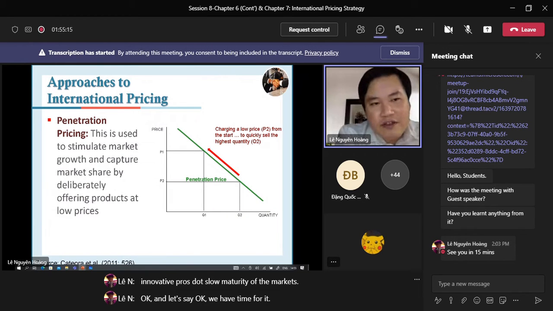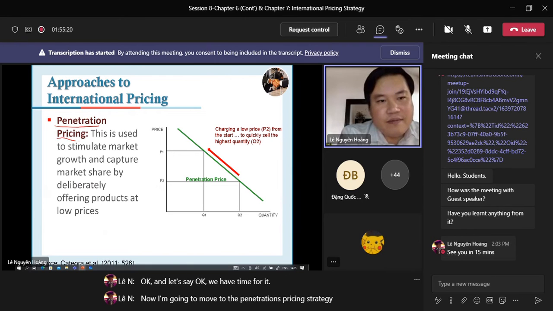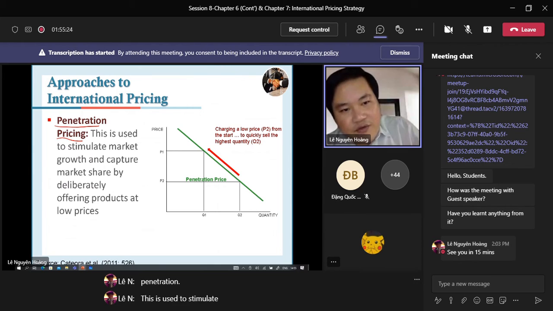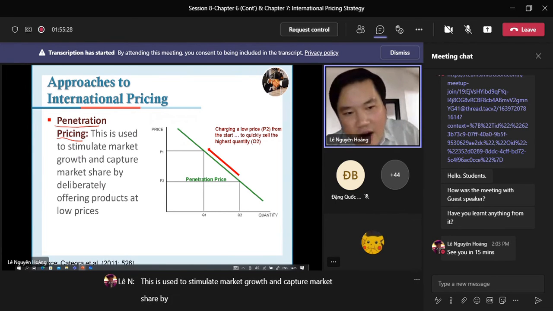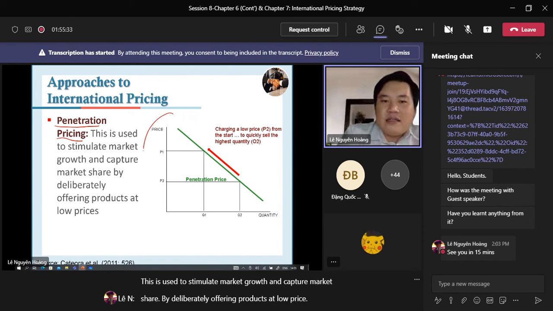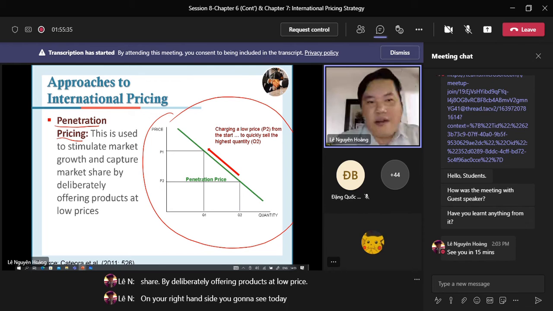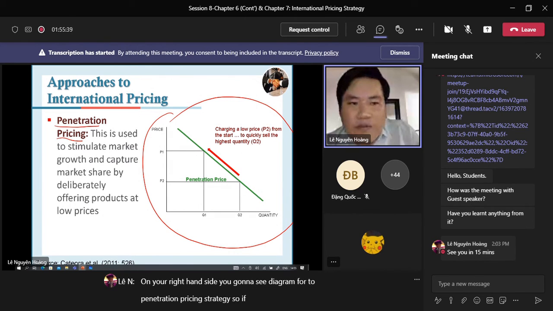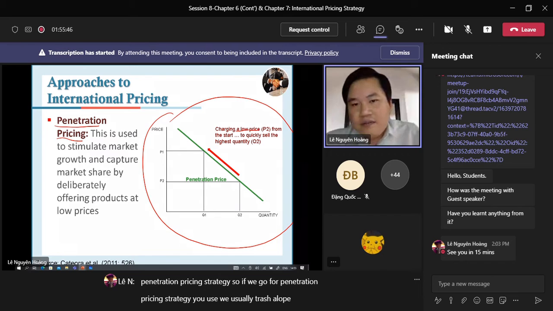Now I'm going to move to the penetration pricing strategy. Penetration pricing is used to stimulate market growth and capture market share by deliberately offering products at a low price. On your right-hand side, you're going to see the diagram for the penetration pricing strategy. If we go for a penetration pricing strategy, we usually charge a low price, P2.